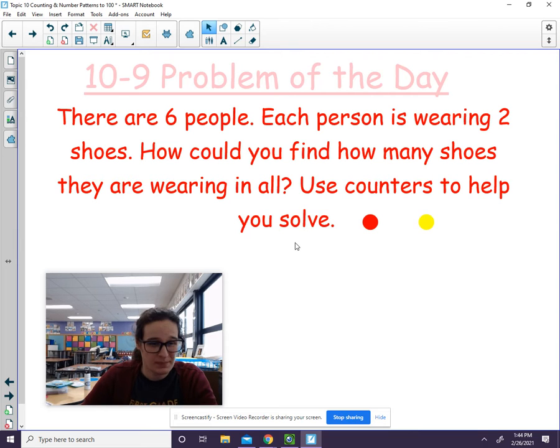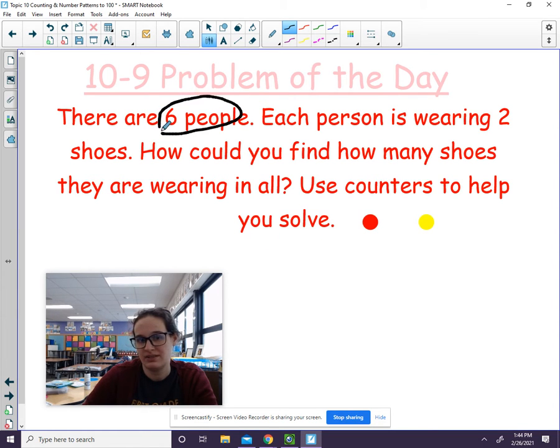We could draw a picture. That's what we've done before, so let's start with that. So we're going to draw a picture. So how many people do I need? 6.